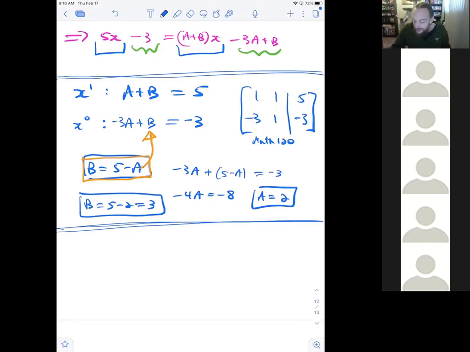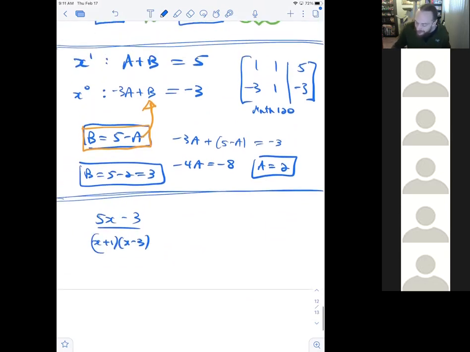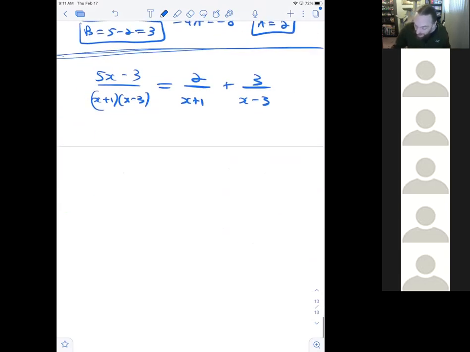Once I have them, now what that says is (5x minus 3) over (x plus 1)(x minus 3) is equal to what was a? A was 2 over x plus 1 plus 3 over x minus 3. And now if I want to integrate that thing, we're off to the races. The integral of (5x minus 3) over (x plus 1)(x minus 3) dx.